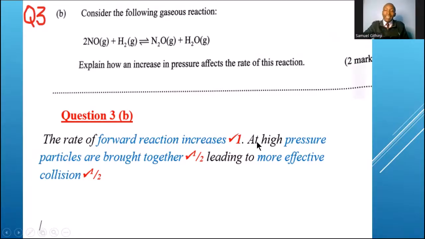Then you state that at high pressure, particles are brought together. When the pressure is high, the particles are pushed very close. And when they are very close, they can collide many times. And because of the many times they are colliding, therefore the effective collisions are increased. Okay, my student? At high pressure, the particles are brought together, hence they collide even more times. That is how the students were to answer that question, as simple as that.